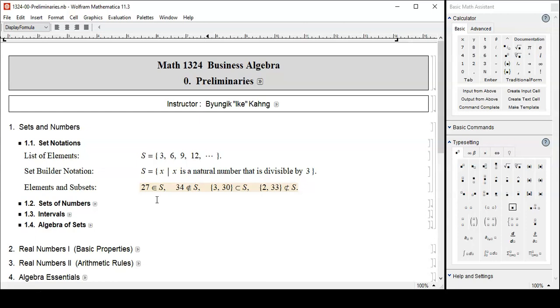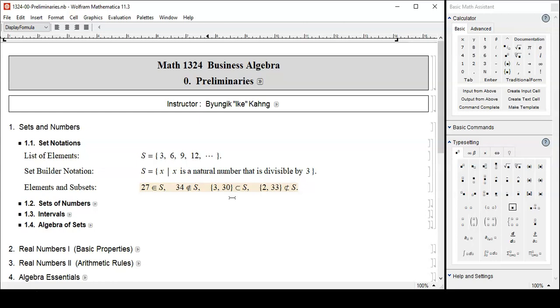So 27 is a multiple of 3, so that belongs to this set. 34 is not an element of S, so it doesn't belong to S. See the difference here? You have this crossing, so that it's not an element. Now, if you remove the middle bar, then we get the subset notation. 3 and 30 are both elements of this S, so put those together, you get a subset.